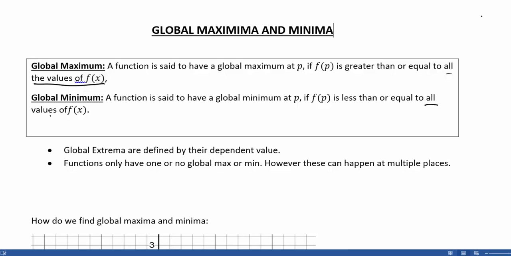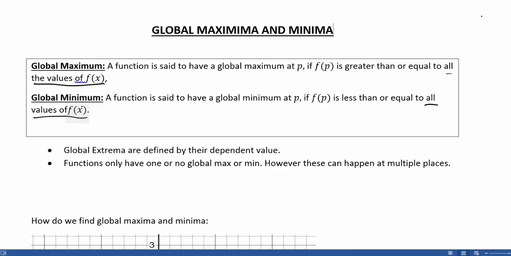Now, this definition may sound familiar. It sounds very much like our definition for local maximums and local minimums. The key difference is this word all values. Remember, when we talked about local maximums and minimums, we talked about being near p. However, in global maximums and global minimums, we are comparing values to all values of f of x.